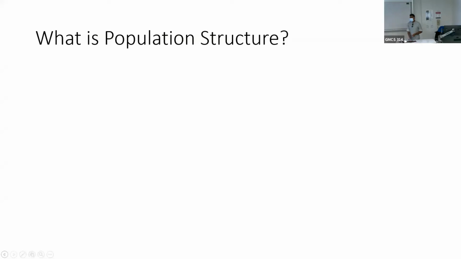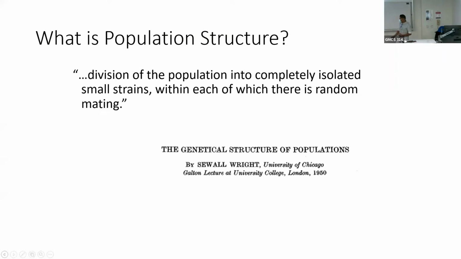Okay. So then I'm going to tell you about what is population structure. Here's a very classical definition by Sewall Wright from 1950. He says it's a division of a population into completely isolated small strains within which there are individuals who randomly mate with each other. So what that means is that if you consider this world as a population of humans, individuals within one small area, let's say here within San Diego, tend to be more genetically similar to each other compared to, say, individuals in one small town in China, because they are geographically separate.